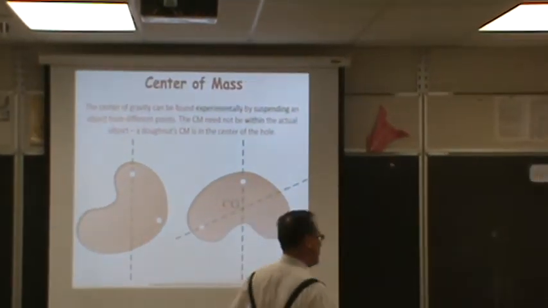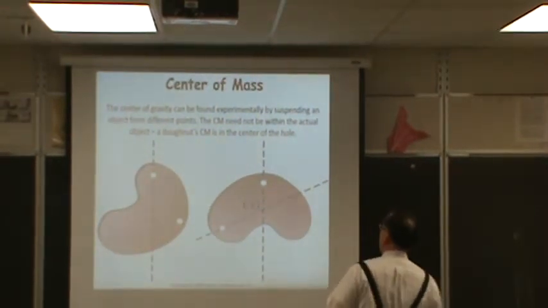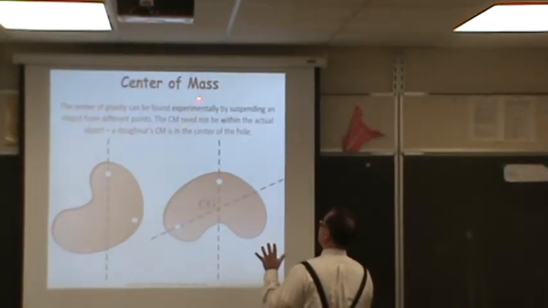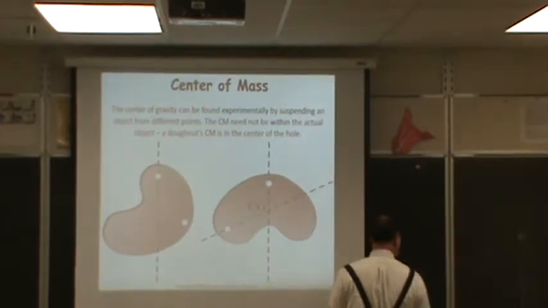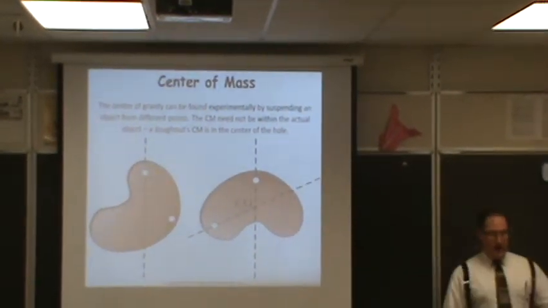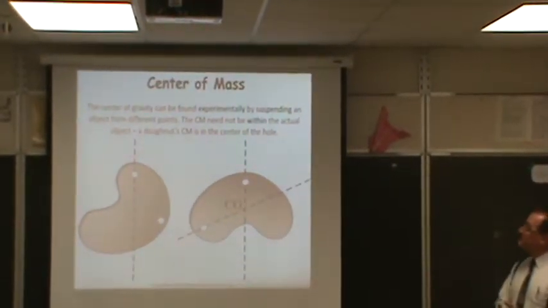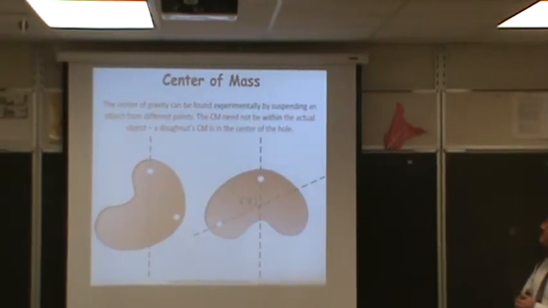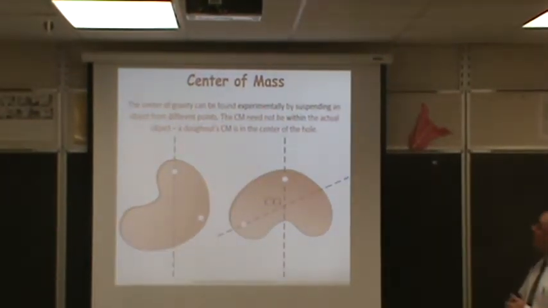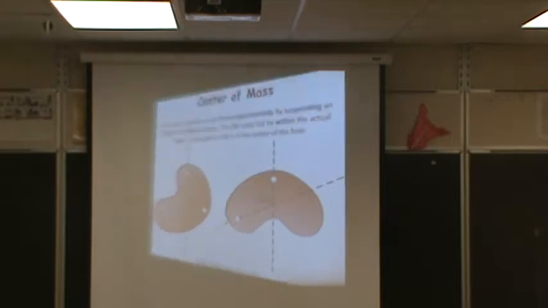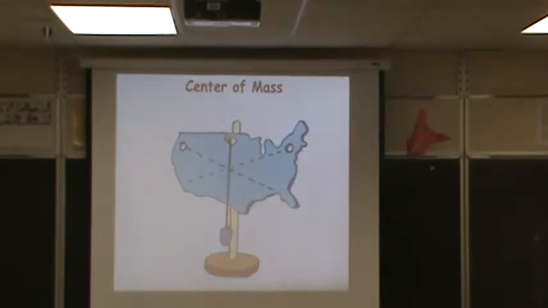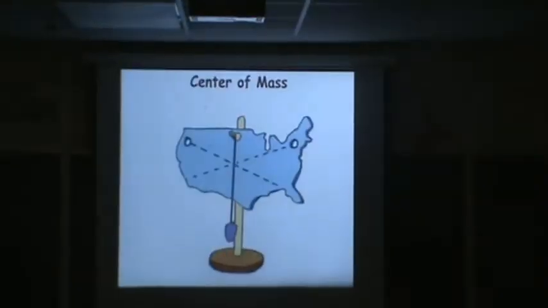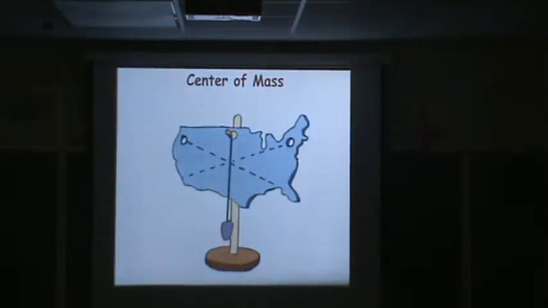Okay, so again, just showing you the plumb bob. The center of gravity can be found experimentally. I think this is right out of your textbook. By experimentally suspending an object from different points, you can actually find out where the center of mass of the thing is. Again, showing you finding out the center of mass of the greatest country on the planet, using the plumb bob to find that out.